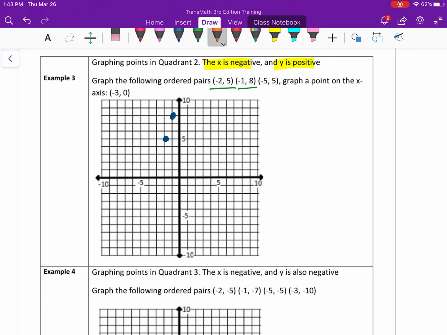And then the last one, negative 5, negative 5. So left 5, then up 5. Negative 5 is right there.